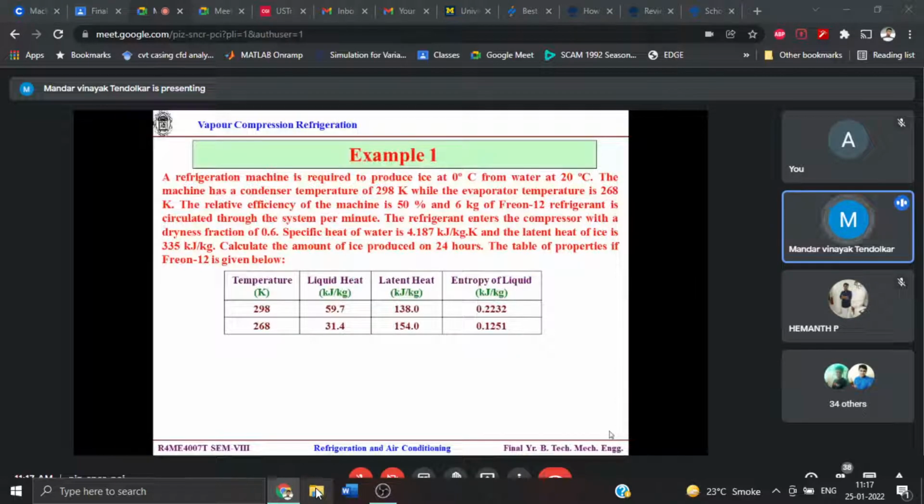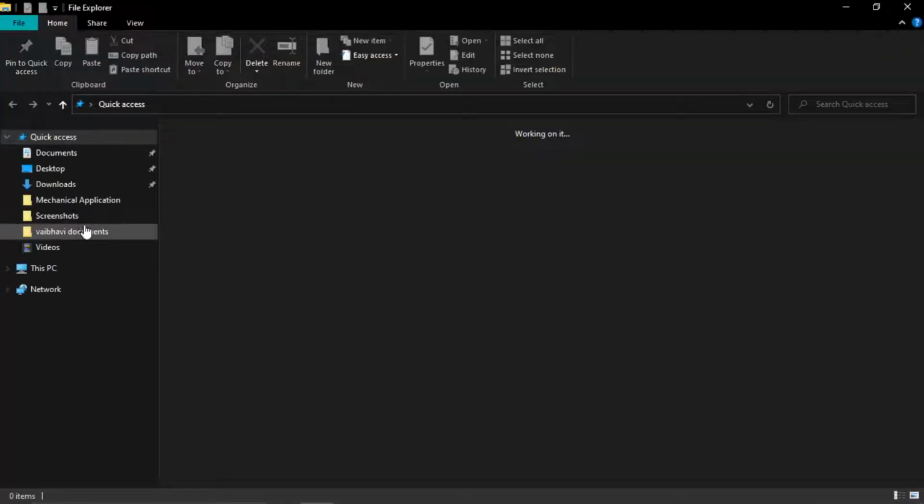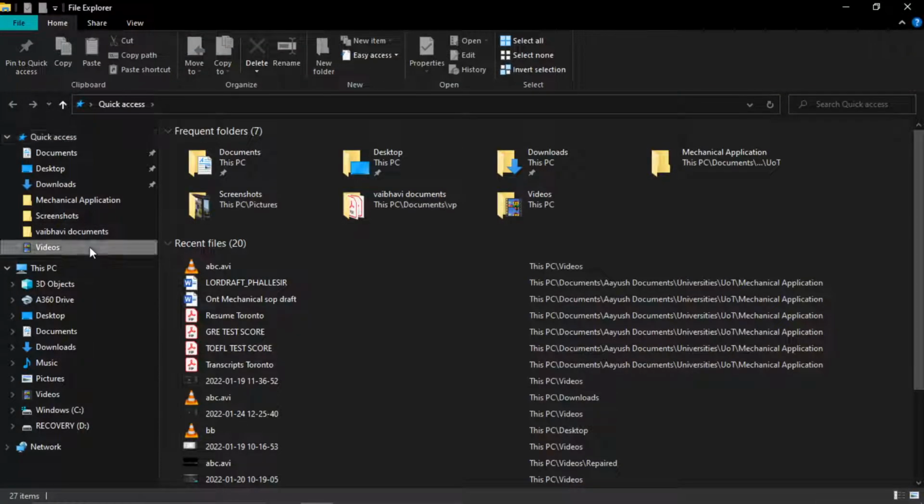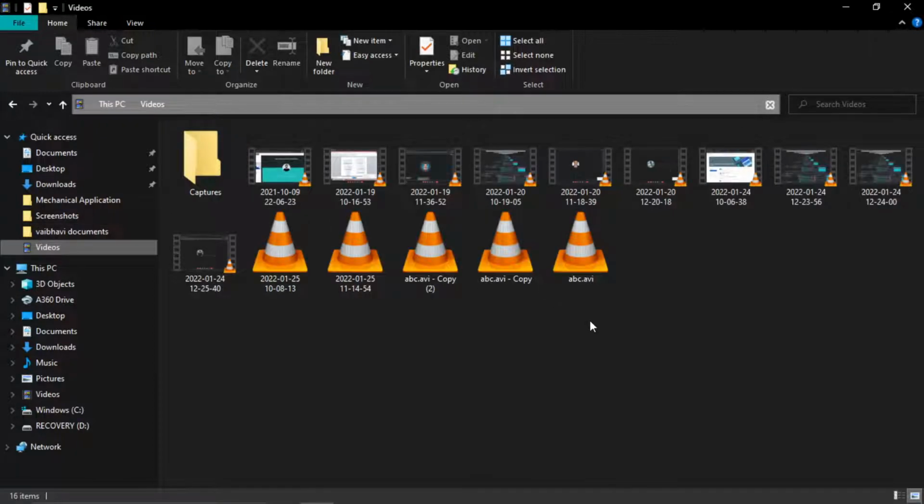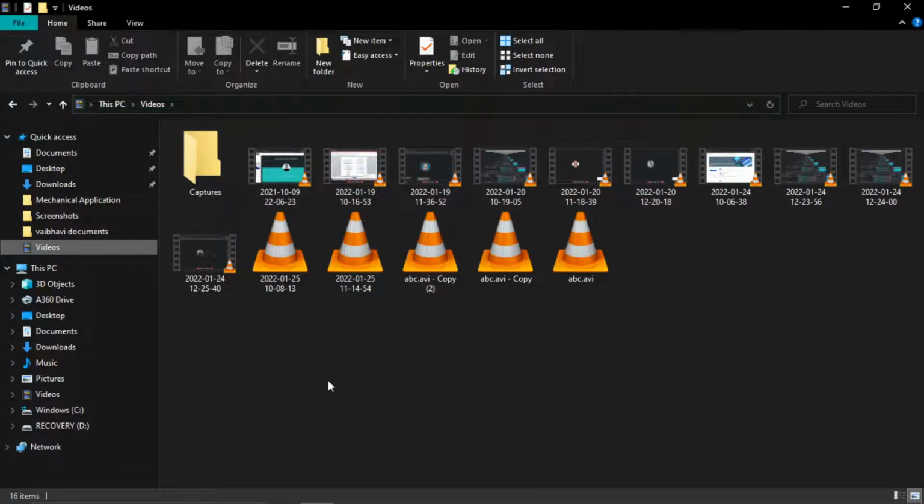The table of properties for F12 or R12 are given below. So this is a question which you have to solve without the chart. And for your help, the property table is given. Okay, so you can read temperature, latent heat, liquid heat, and the entropy of the liquid. So I can make use of the same thing over here. Try to interpret the data.